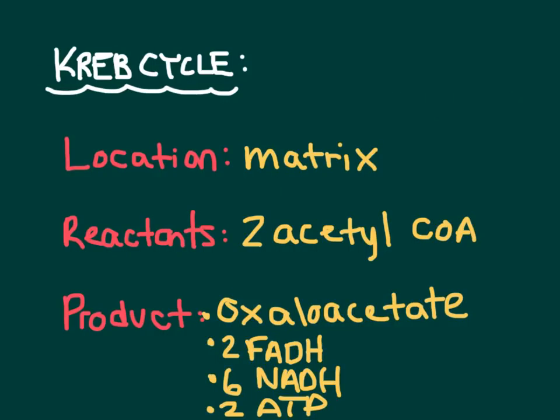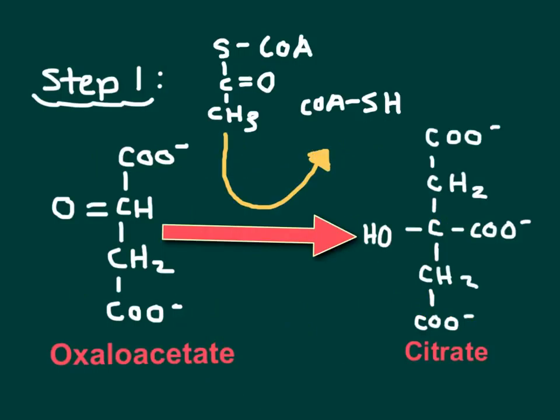The third stage of cellular respiration is the Krebs cycle. Like pyruvate oxidation, it occurs in the matrix of the mitochondria. The two acetyl-CoA molecules created in pyruvate oxidation are the reactants for this set of reactions to create oxaloacetate, 2 FADH coenzymes, 6 NADH coenzymes, and 2 ATP molecules. The first step in the Krebs cycle is a reaction between acetyl-CoA, here, and oxaloacetate, here. This creates citrate, seen here, with the coenzyme A being removed.